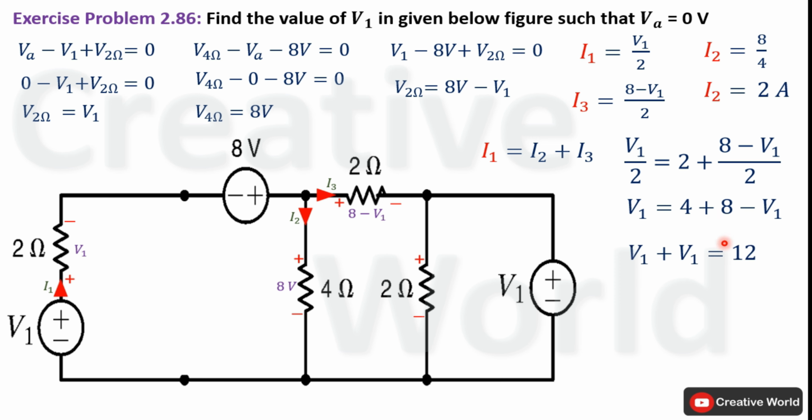The equation will become V1 plus V1 equal to 12. Now add these both V1s together. The equation will become 2V1 equal to 12. Divide on both sides with 2 to calculate the value of V1, that will become 6 volt. So the value of V1 inside this network is 6 volt.